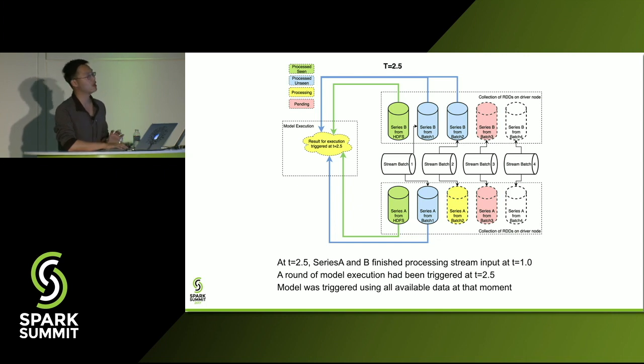And then your batches will keep coming, and then they will keep queuing up. The one that has been processed already will be in green. The one that is currently being processed will be in blue. And the one that is pending is in red. Yellow is for executing jobs. And this is time 2.5 right now. I have triggered model execution using the data available at this moment.